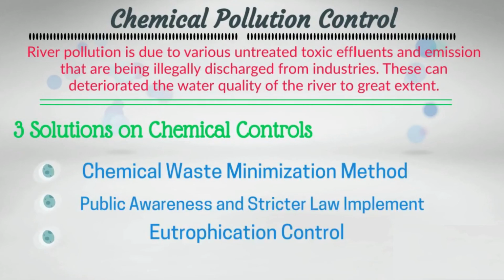The second method is public awareness and stricter law implementation. Public awareness of the natural environment can develop the ability to understand the cause and effect interaction between the quality of the environment and human action. It also makes humans more sensitive to any environmental changes and gives a sense of appreciation for Earth's natural resources with the intention of preserving them for the future.